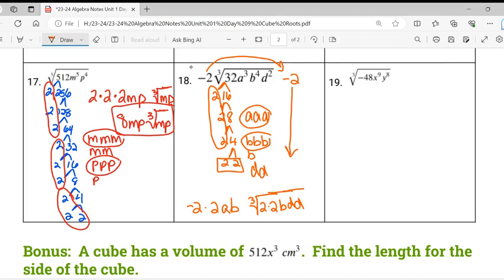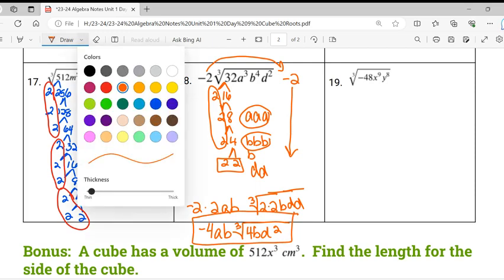As we simplify all this, -2 times 2 is -4ab cube root. 2 times 2 is 4, b, and d to the second power. That's our simplified answer for that one.